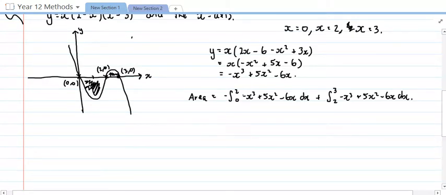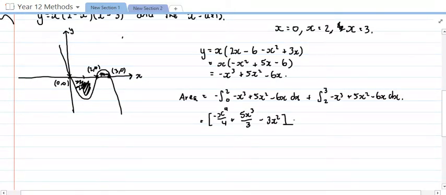So let's continue on. That means we need to anti-differentiate, so we get negative x to the 4 on 4 plus 5x cubed on 3, then minus 6x squared on 2, which is just minus 3x squared. That's between 0 and 2, and that was also negative. Then I'm going to add on the antiderivative, again negative x to the 4 on 4 plus 5x cubed on 3 minus 3x squared, and this time it's between 2 and 3.